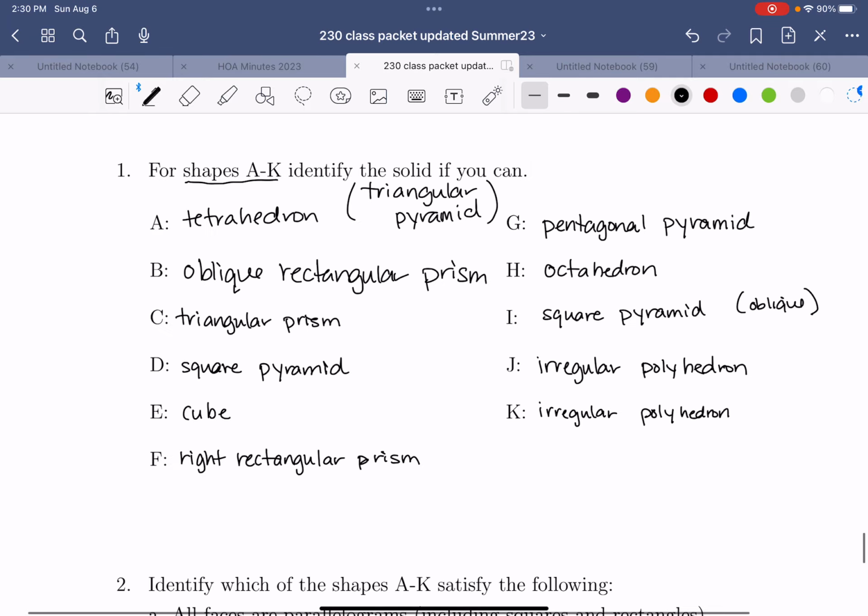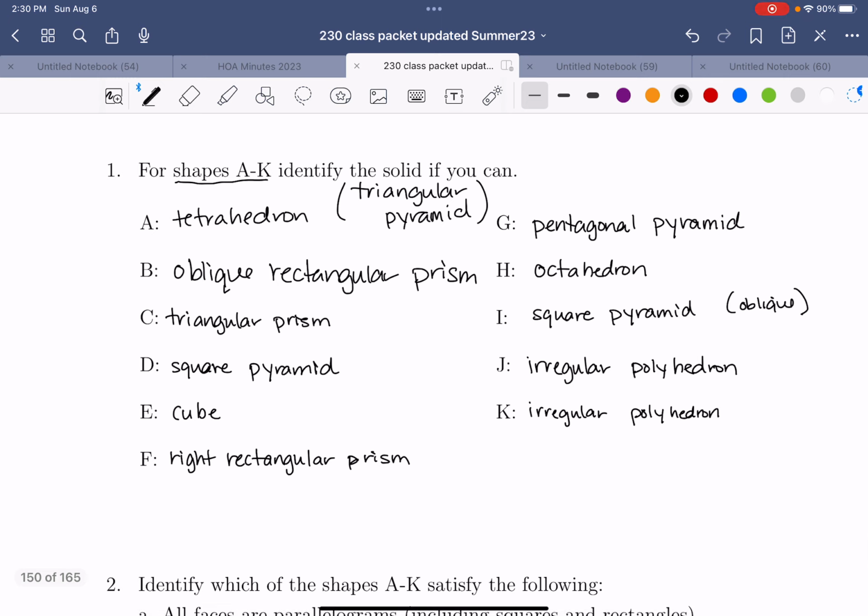Okay, so those are our names for each of these. And remember some of the terms that we're using. Remember, oblique refers to something that doesn't have 90-degree angles, or if the apex is not over the center of the base. And regular, right, means that it does, okay? And then irregular, meaning it's not a prism or a pyramid, okay?